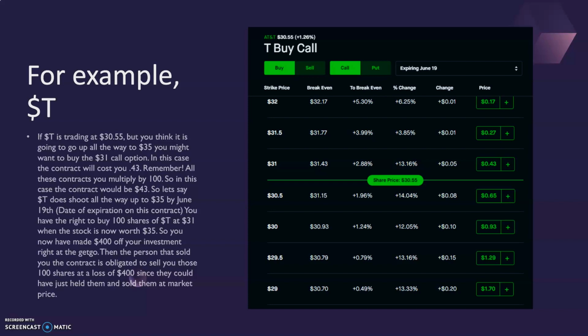All right, so let's say AT&T does shoot all the way up to $35 by June 19th, which is the expiration of this contract. You have the right to buy 100 shares of AT&T at $31, even though the stock is all the way up at $35 now. So right away, you've made a $400 gain on your initial investment, and you can just sell the shares back for a $400 profit, or you can hold it for the dividends.